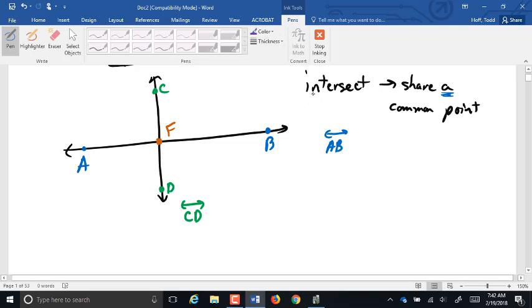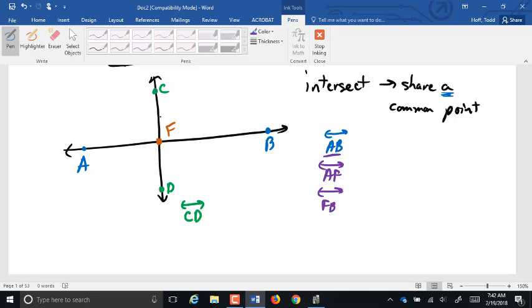Now, right now, I'm calling this line here AB. I could call it line AF if I wanted to, because A and F are both on there. I could call it line FB. I could call it line BA. The order in a line doesn't matter when I name it. Same going up and down. I could call that line CF or FD or DC. All sorts of different names I could call that. I just have to name 2 points that are on that line in any order.